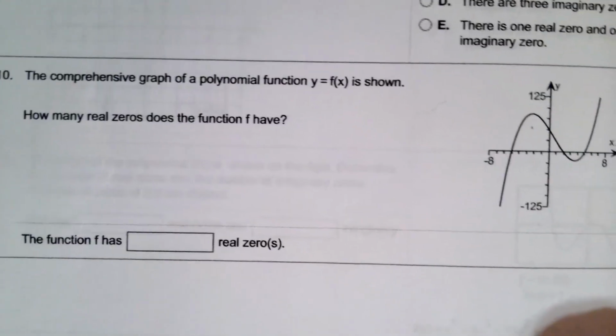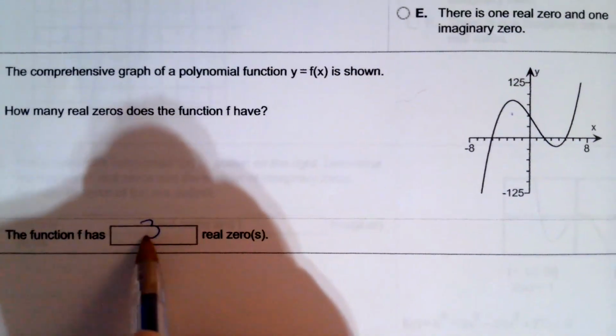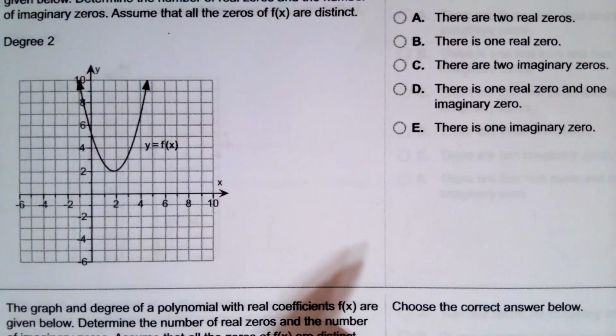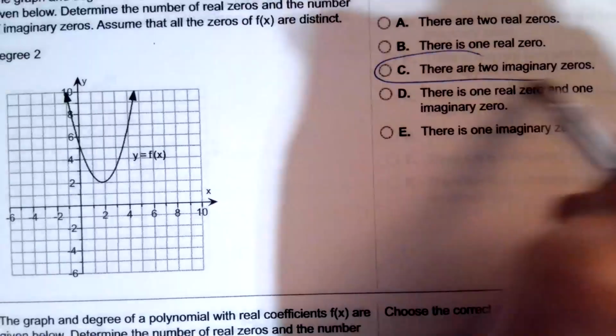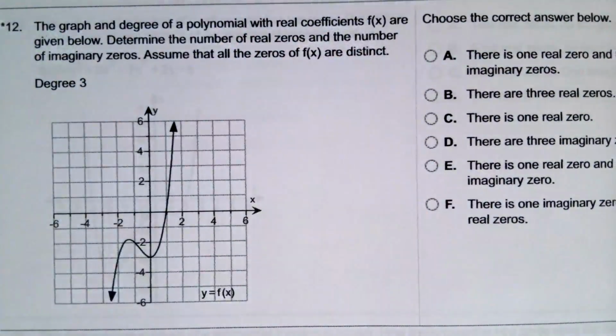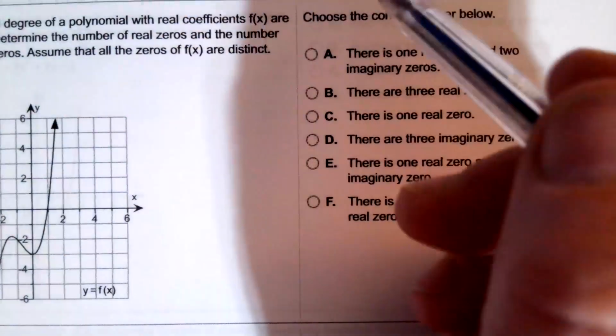Question 10. How many real zeros does this function have? Count them. 1, 2, 3. It has 3. Question 11, how many real zeros are there? There are 2 imaginary zeros. It doesn't touch the x-axis. So it would have 2 imaginary zeros. Number 12, the graph is degree 3. I see one place that it crosses, so 1 real and 2 imaginary. And that is answer choice A.